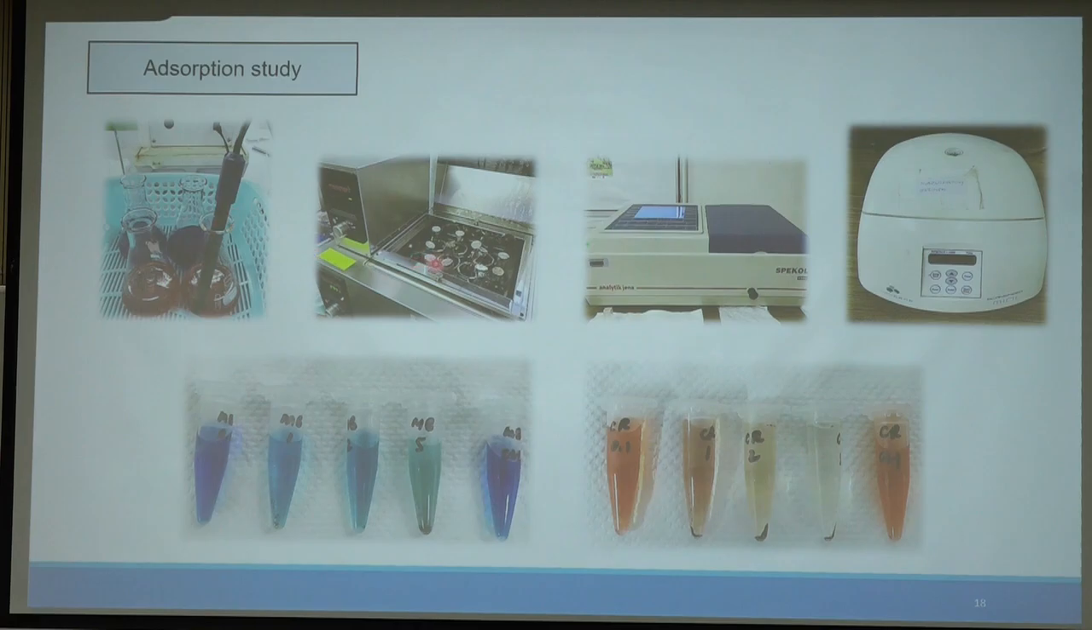So this is the preparation: the UV, the microcentrifuge, and this one is the thermocycler.